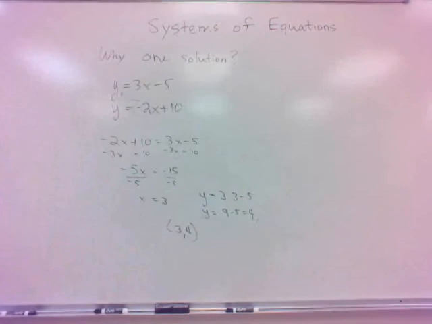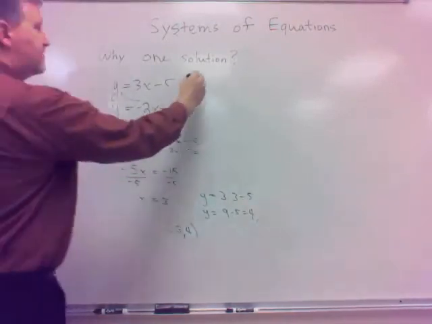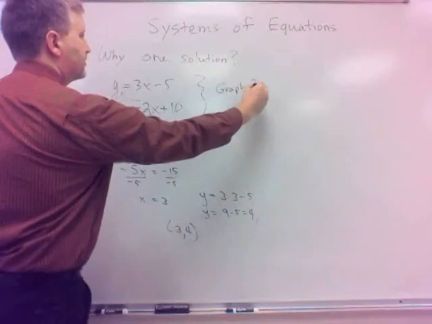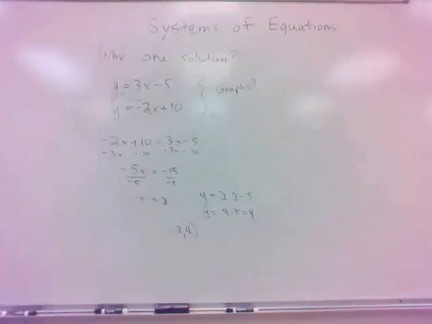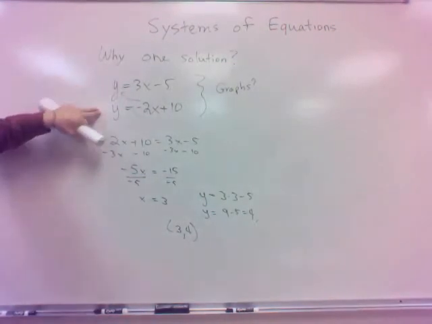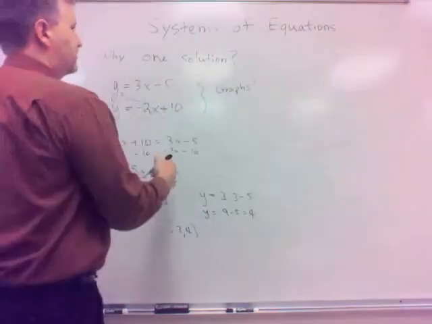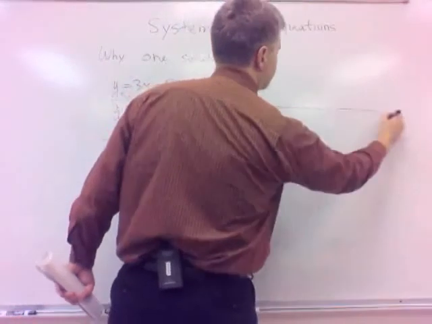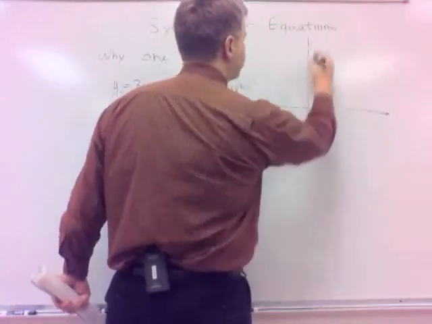Why is that? Well, let's think about graphing these things. What are the graphs of y equals 3x minus 5 and y equals negative 2x plus 10? What do those look like individually? What would they look like as graphs? Well, individually, these would look like lines, wouldn't they? Both of these are in y equals mx plus b form, so let's graph those real quick here.